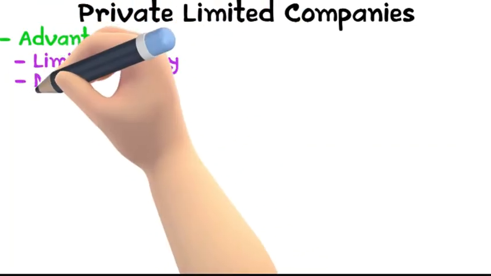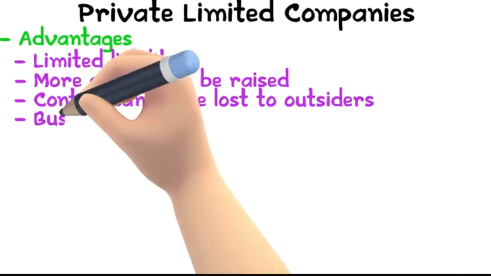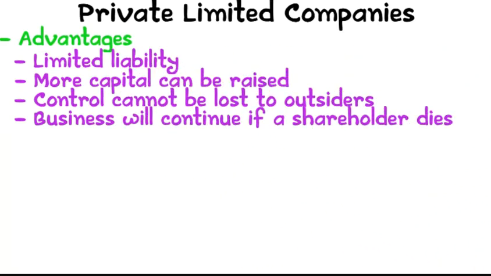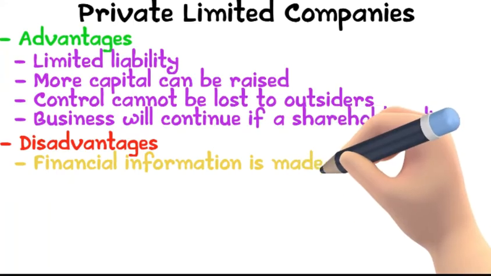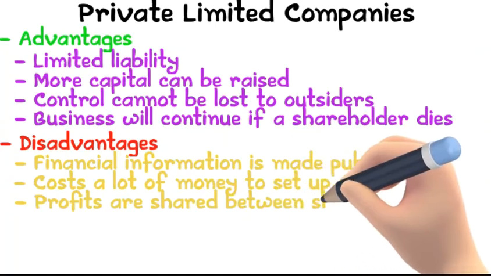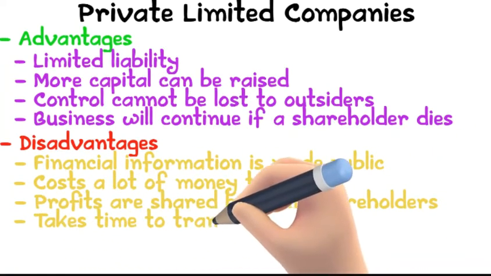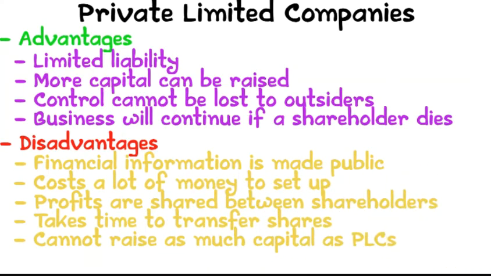Now let's take a look at the advantages and disadvantages of private limited companies. Advantages: limited liability, more capital can be raised, control cannot be lost to outsiders, businesses will continue if a shareholder dies, and it has more status or respect. Disadvantages: the financial information is made public, it costs money to set up, the profits are shared between the shareholders, it takes time to transfer shares, and it cannot raise as much capital as public limited companies.